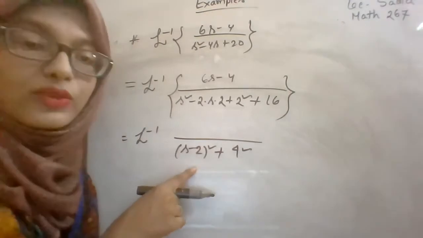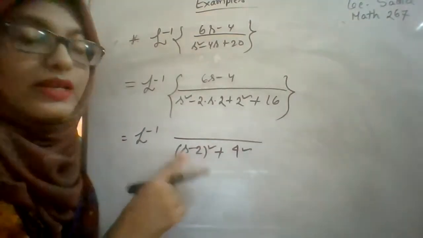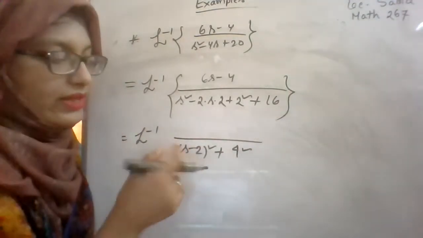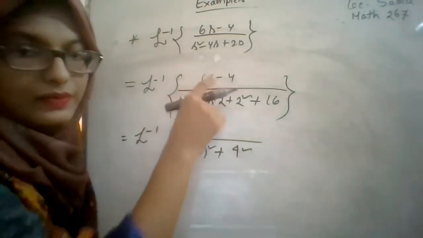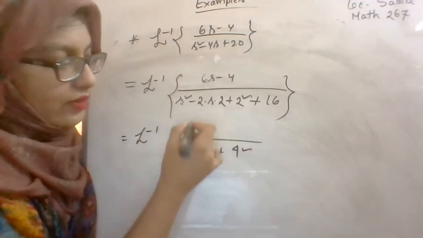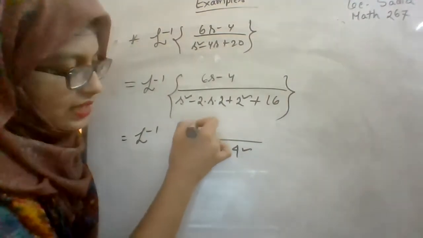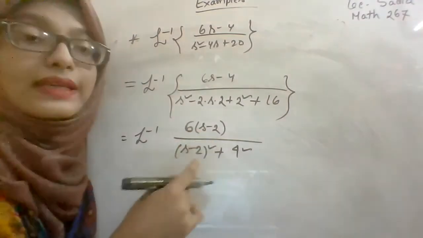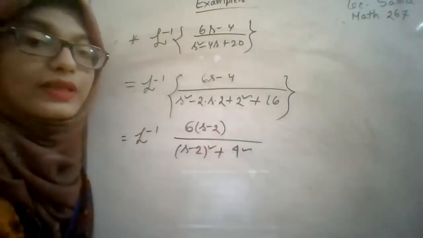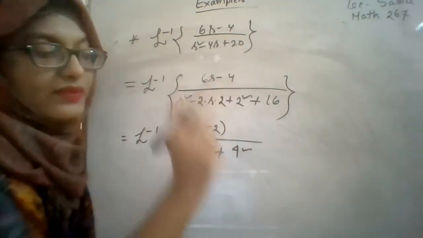So in the denominator, we have found the term (s minus 2) whole square. So we will try to find a similar term in the numerator from this term, 6s minus 4. If I take a common of 6 and write it as s minus 2, it will be 6s minus 12. 6 times 2 is equal to 12, but it is minus 4.